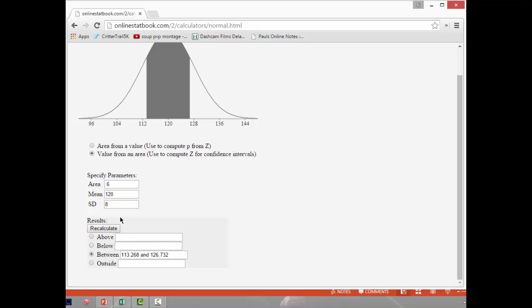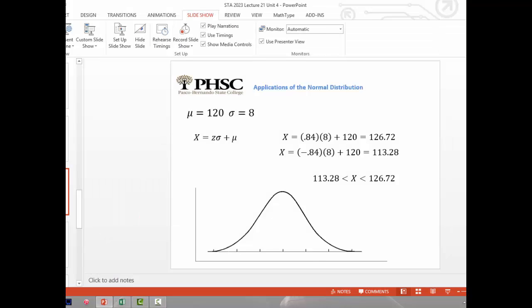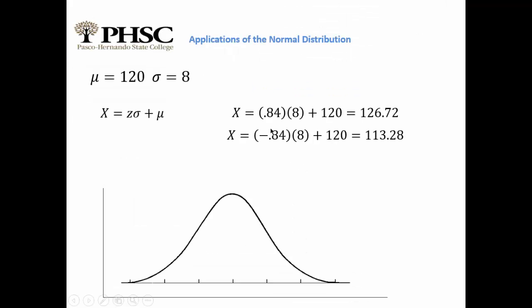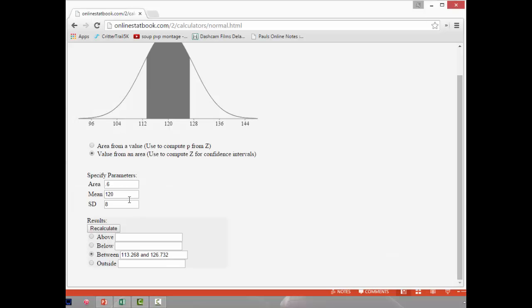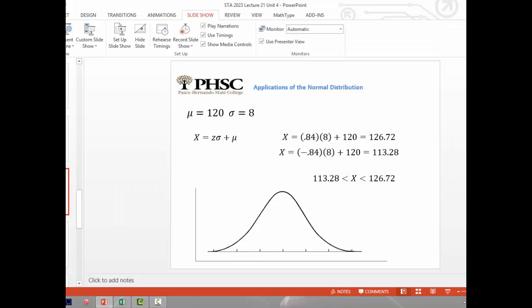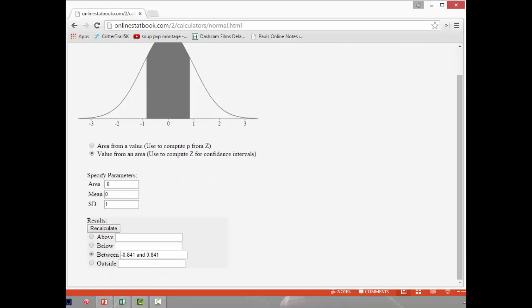Now, if I wanted to get the Z-score, the Z value, so here, how did I get the 0.84 and negative 0.84? Well, the way that we do that is instead of using the 120 and the 8, we use a 0 and the 1, and that gives us our Z-scores. So the Z-score that corresponds to 113 is negative 0.84. The one that corresponds to 126 is 0.84.